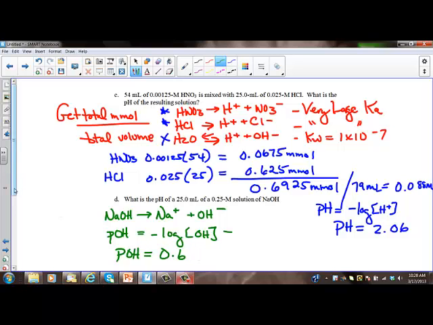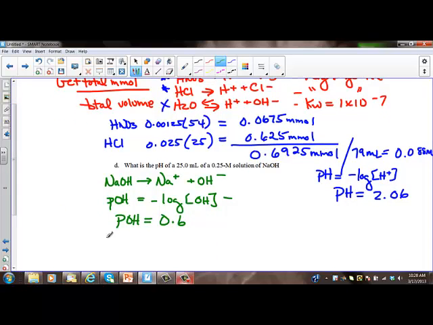And remember that your pH is going to be equal to, well, let me preface that by saying your pH plus your pOH equals 14. So therefore, your pH is equal to 14 minus your pOH, which is going to give you a pH equal to 13.4.